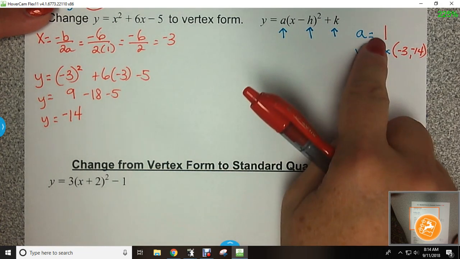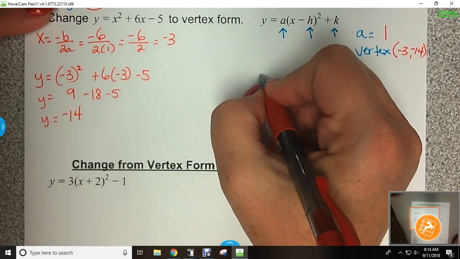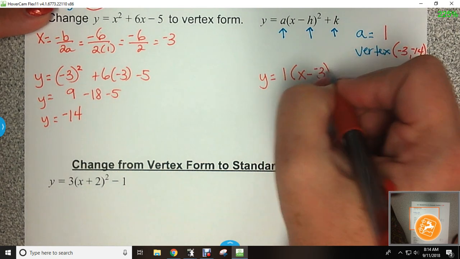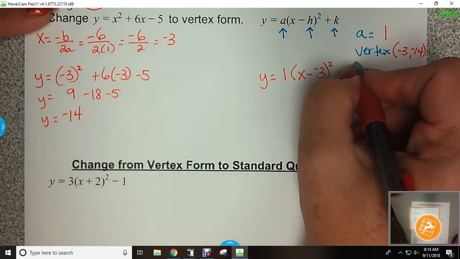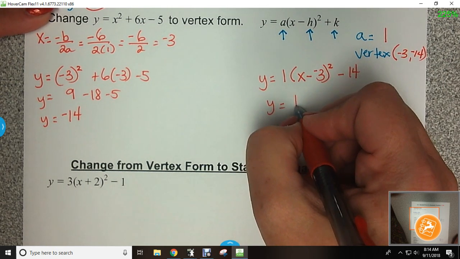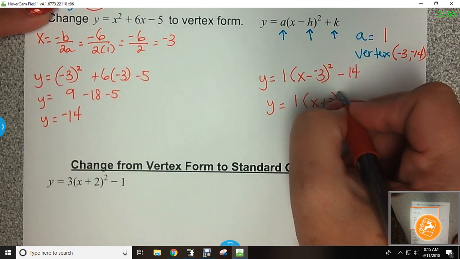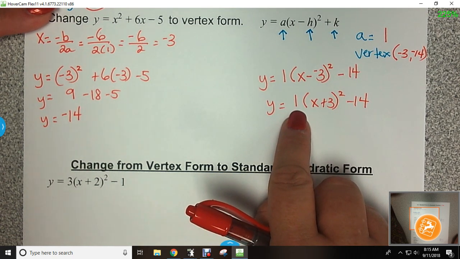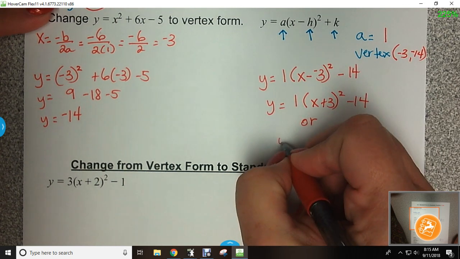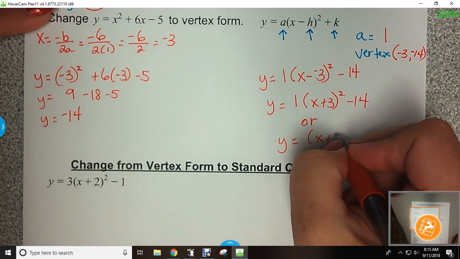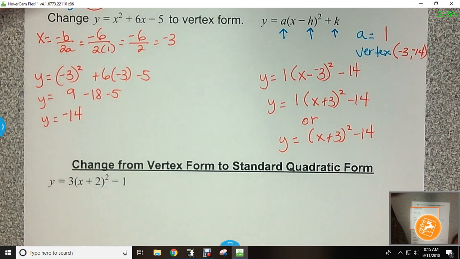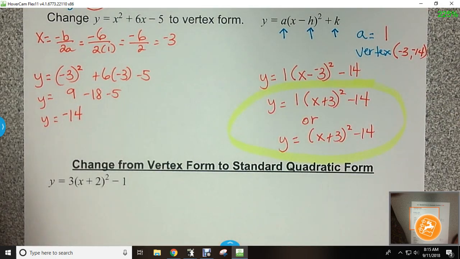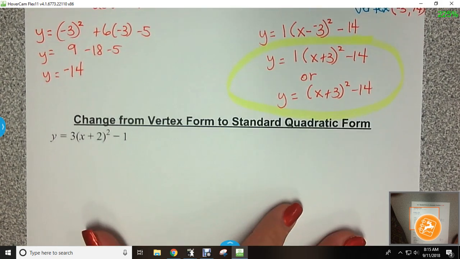So let's plug in the a, the h, and the k. So that gives me y equals 1 times (x minus negative 3) squared minus 14. So that gives me 1 times (x plus 3) squared minus 14. So because this a value is a 1, you can write it if you want to, but you don't have to. So you could write your vertex form like this if you would like to. But either of these answers is completely and totally acceptable. All right, one more example.